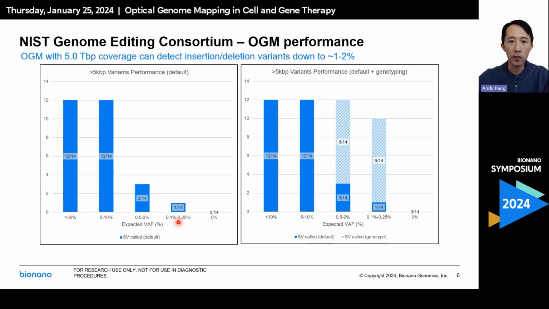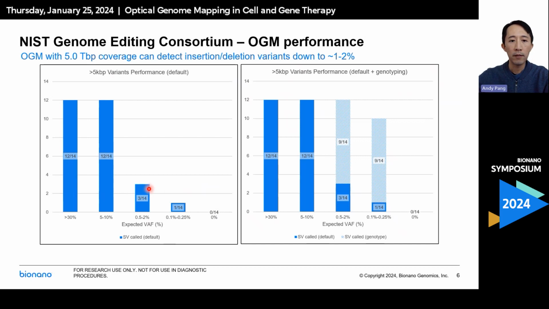And the results are shown here. On the left, you're looking at the performance of detecting variants at least 5 kb and up. And the x-axis here shows the 5 levels of variant allele fractions. It turns out that OGM can detect 12 out of 14 of the expected large insertions and deletions from 5% VAF and up. The 2 that were missed are complex events, and they're under further investigation.